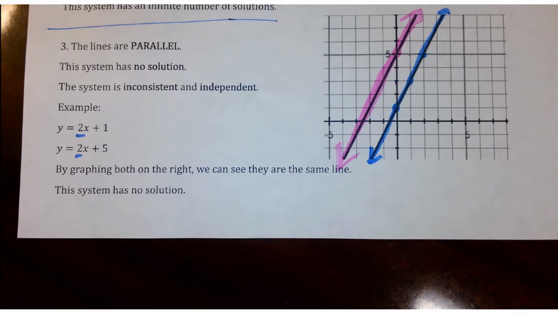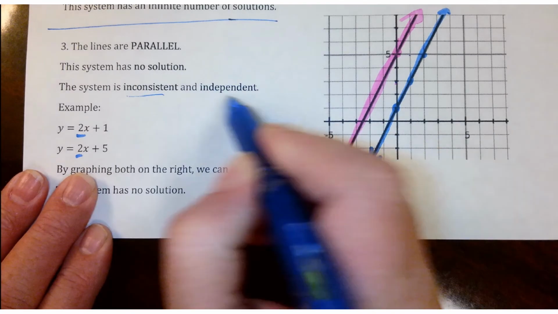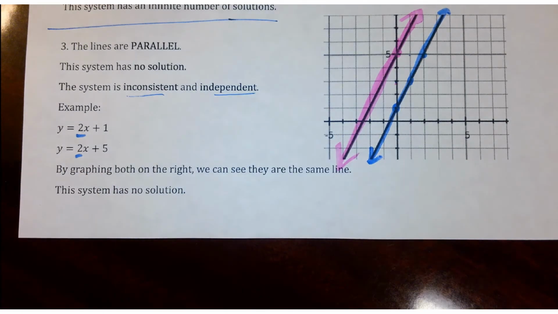It is inconsistent because there is no solution, and it is still independent because the lines are not the same line, so they're independent of each other. So that would be your answer here: no solution, because these do not intersect. The system is inconsistent and independent. So that gives you the three options for looking at systems of equations graphically.